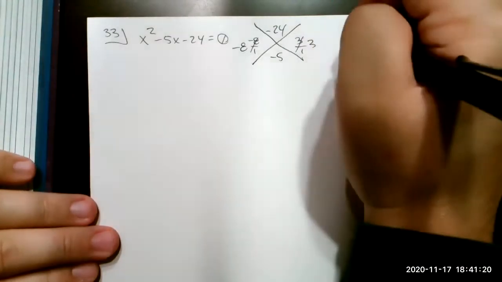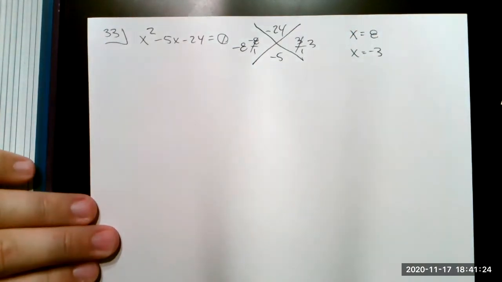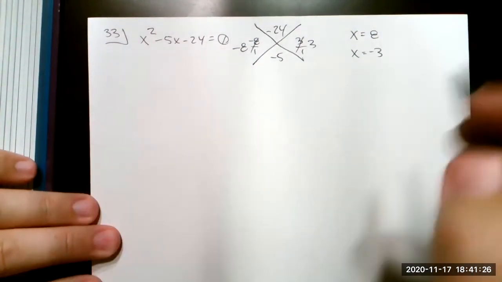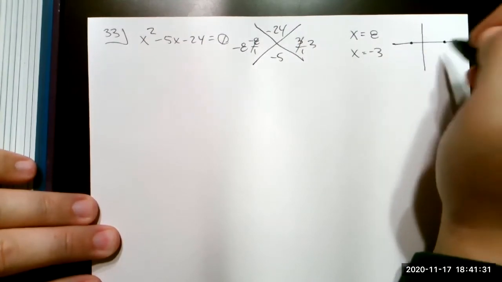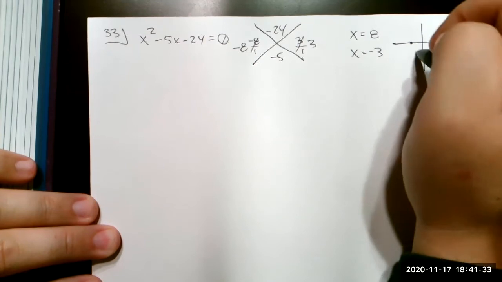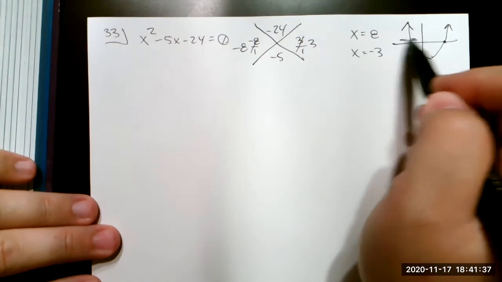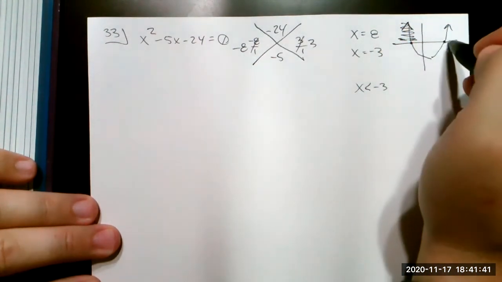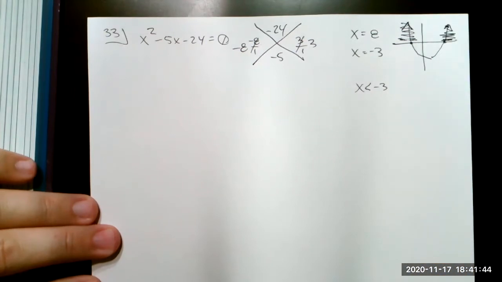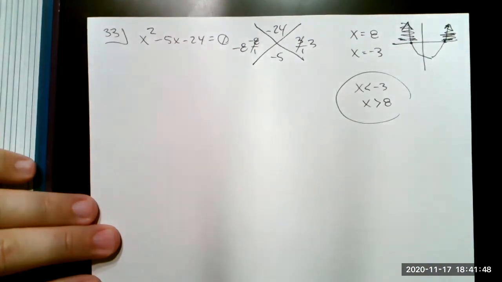And so my answers, my x-intercepts are going to be +8 and -3. This function is positive, so I know if I sketched a graph at -3 and +8, it would look something like that. So all of my x values that are less than -3 and all of my x values that are greater than +8 will make that a positive function.